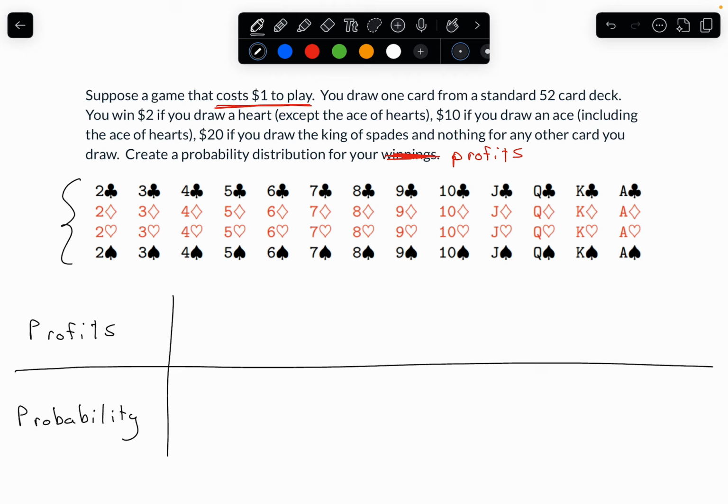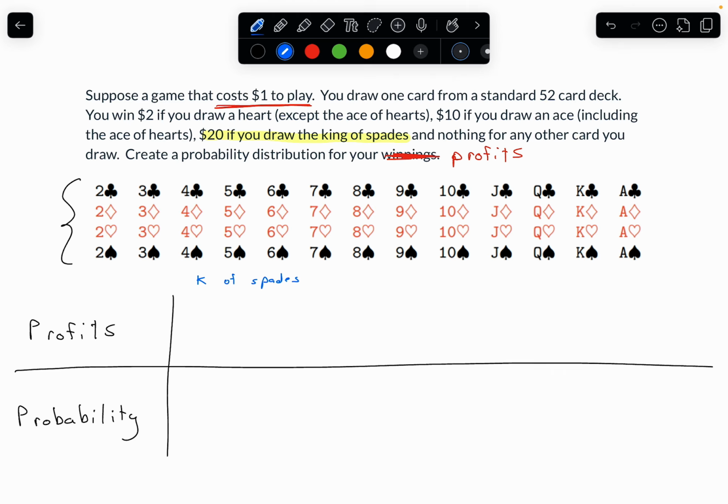So I like to start by thinking about what's the narrowest case. Let's work this from easiest to hardest. Let's think about the easiest possible case to consider. So I'm going to jump ahead here and look at this part. This says we win $20 if you draw the king of spades. So above this, just so that I can help myself remember, I'm going to write out the scenario. So this is the king of spades.